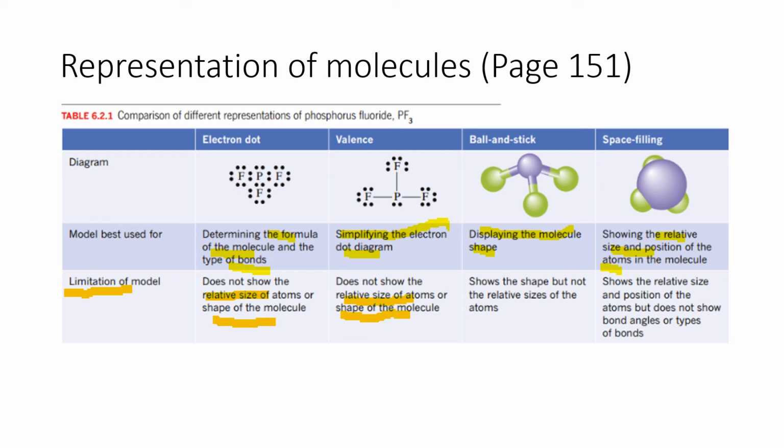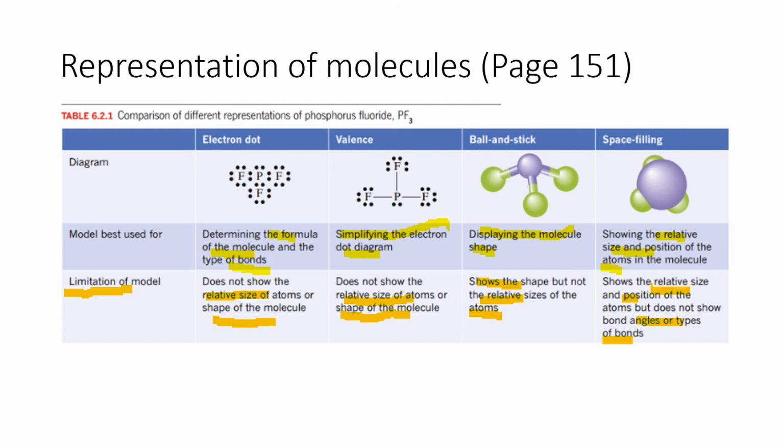When we talk about bond state, it looks like the model that you probably come across in a chemistry lab. So for bond state, the limitation of the model is that it shows the shape but does not show the relative sizes of the atoms. As for space filling, it shows the relative size and position of atoms but does not show the bond angles and types of bond.